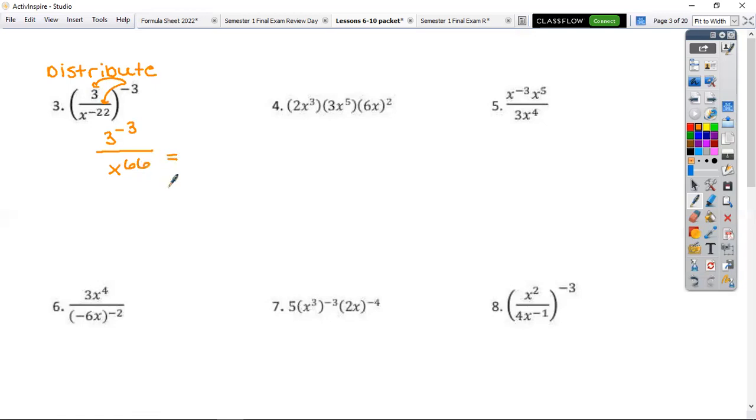Now you're going to keep going, and you're only going to move the one that has a negative exponent on it. So my 3 to the -3rd goes to the bottom and becomes 3 cubed. X to the 66 is going to stay. And what do I need to place in the numerator as a placeholder? Yeah, just a 1. So you just use your calculator and finish it out. So this is equal to 1 divided by 27x to the 66. Done.